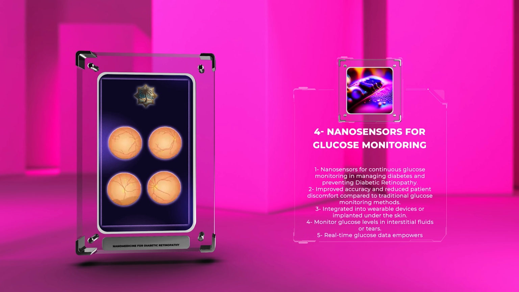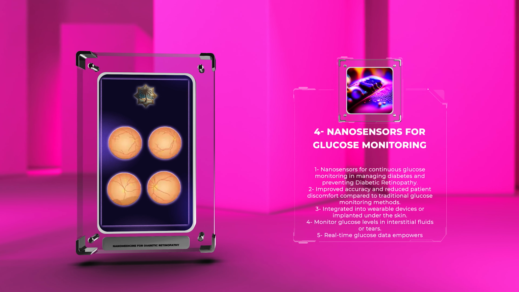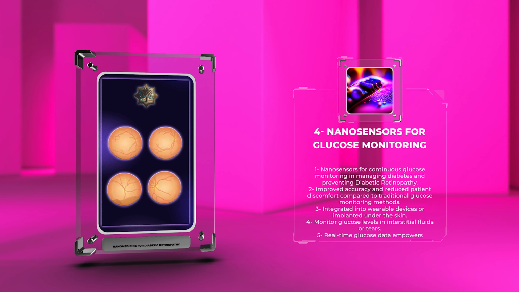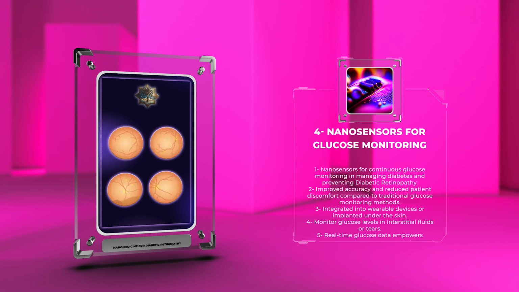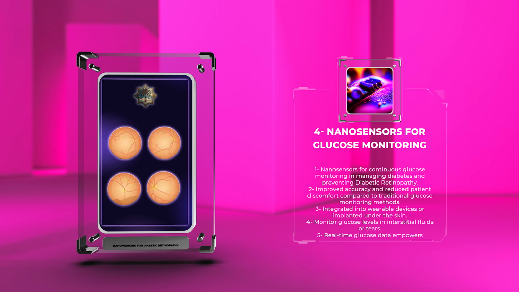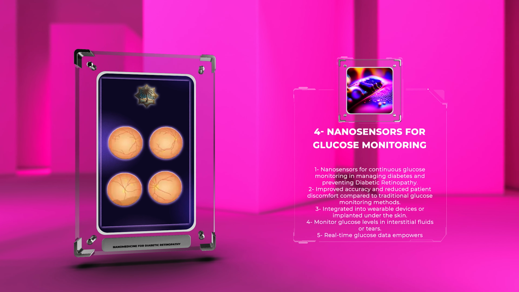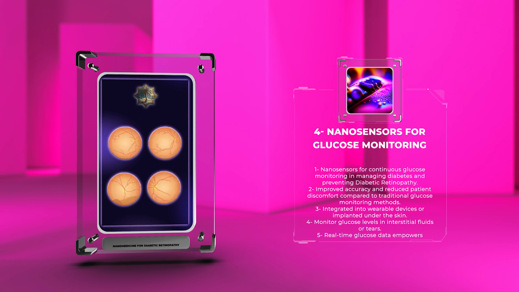interstitial fluids or tears. Some nanosensors even utilize the phenomenon of fluorescence resonance energy transfer, FRET, to generate a fluorescent signal proportional to glucose concentration, allowing for non-invasive glucose monitoring using specialized eyewear. By providing clinicians and patients with real-time glucose data, nanosensors empower individuals to make timely interventions and optimize their glycemic control, reducing the risk of diabetic retinopathy progression.